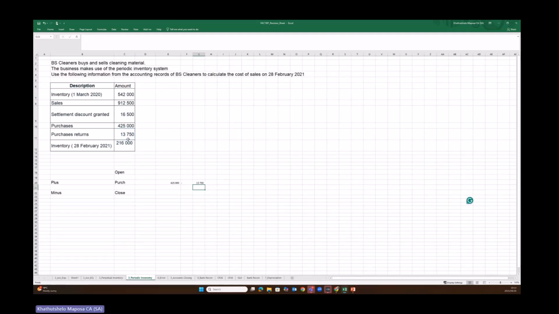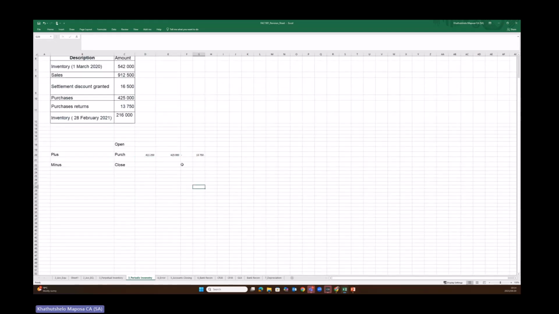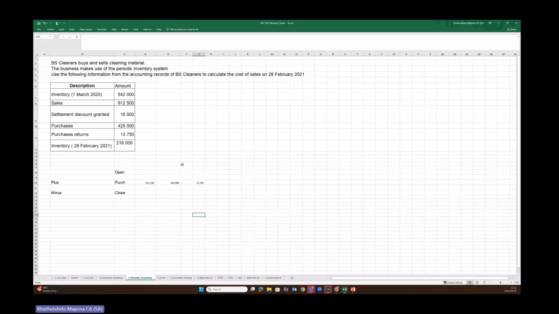And then you're gonna take the 542,000, which is the opening inventory. You add it with the net purchases that you calculated. And then you're gonna do the cost of sales, whereby you're gonna take the 947,250, and then you minus it with the closing inventory, and you get 533,250.